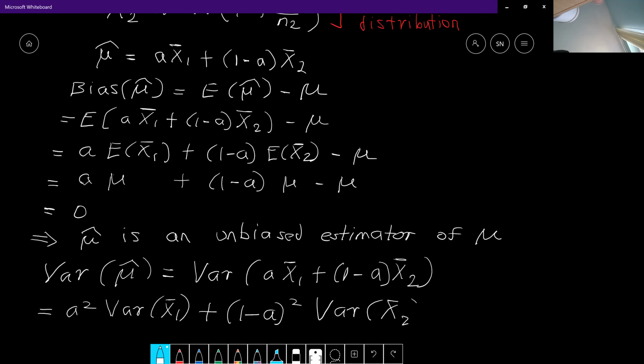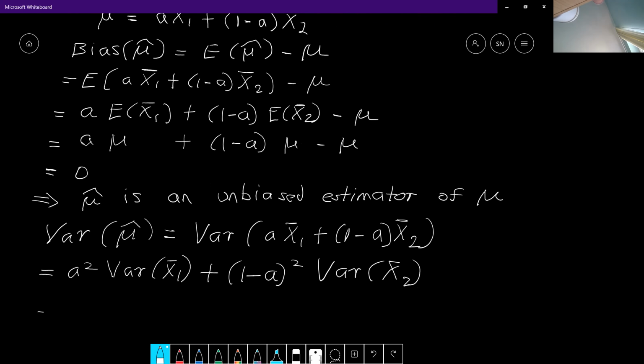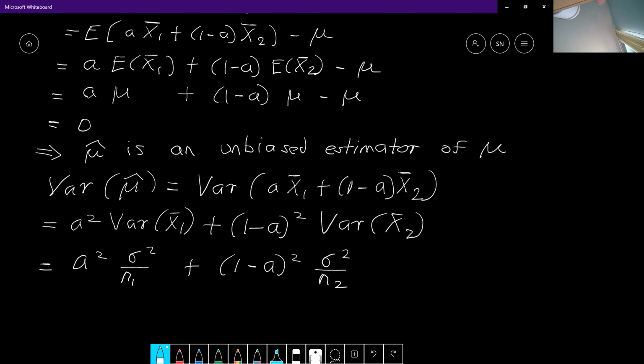Okay, guys. Now, the variance of x bar 1 is sigma squared by n1, and the variance of x bar 2 is sigma squared by n2. Because sigma squared is the common factor, I'm going to write it like the following.